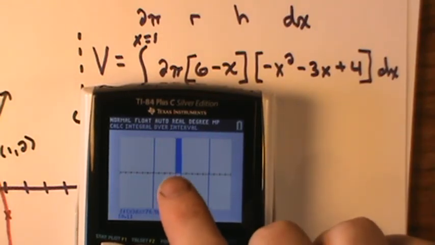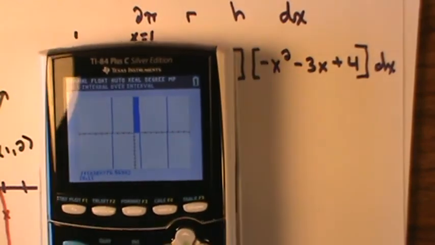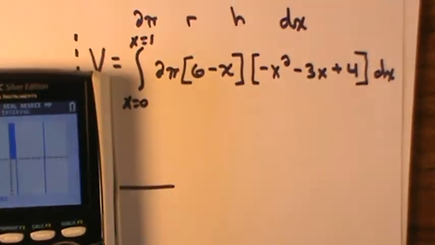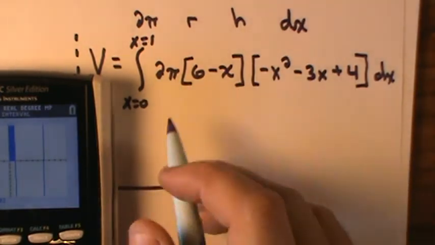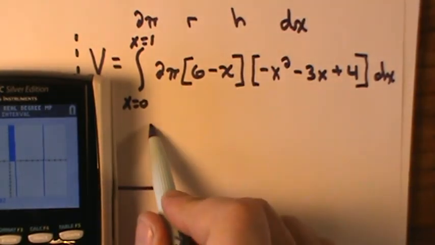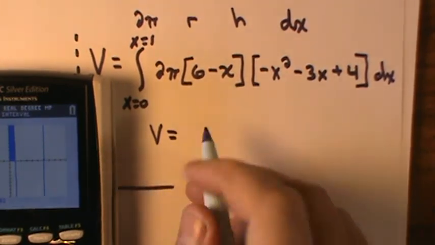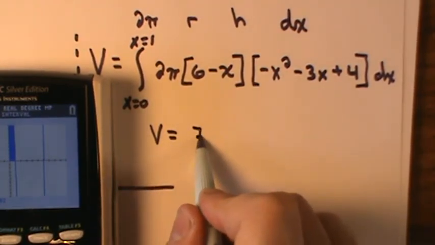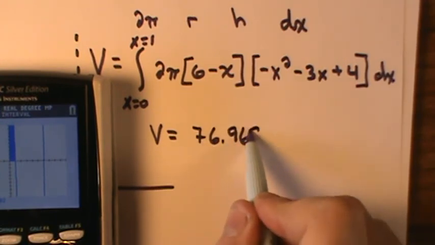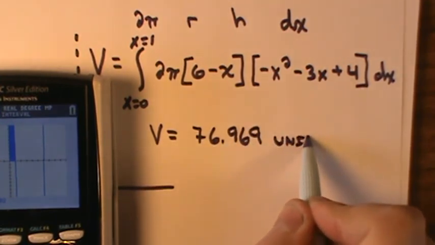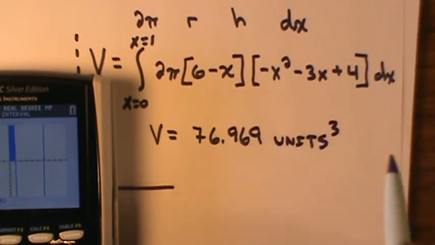Now that's given me an area, but it's actually reporting this as a volume because of the way I set this up. Your calculator is only as smart as you are. So my volume for this particular problem was 76.969 units cubed.